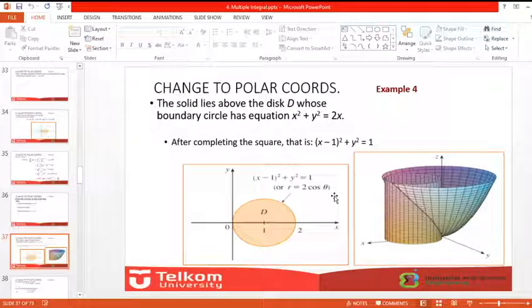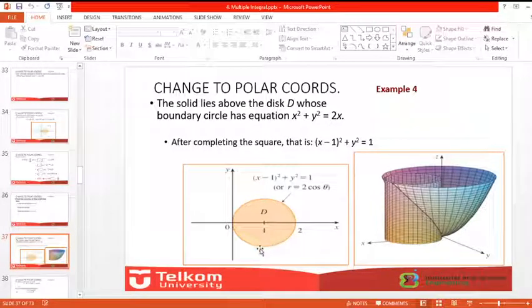This means that the area of the region should be r cos theta, and r goes from 0 until 2 cos theta. Next is how we can find the angle. Since this is not the full circle, not 0 until 2π, we have to find it from here, because this is in region 1 and region 4.